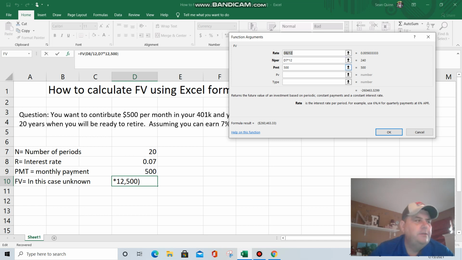Good luck, and use this for a lot of different savings vehicles that you can think of in your personal life as well as your business life.